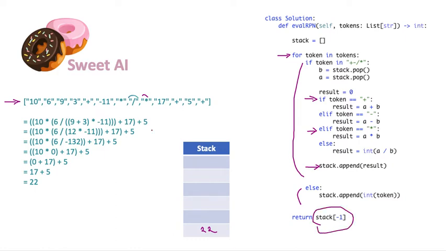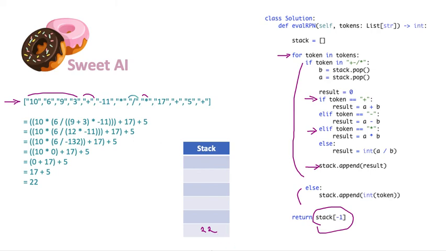As you see here, we are going to add numbers in the stack, and we take actions when we see an operand, and we apply that operand to the last two items of the stack. As a result, we just append it to the stack again.